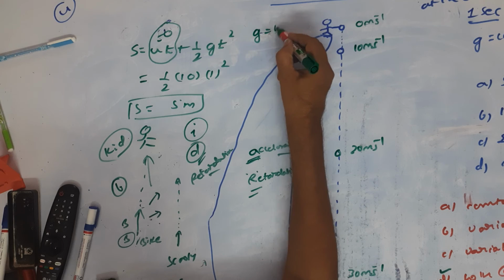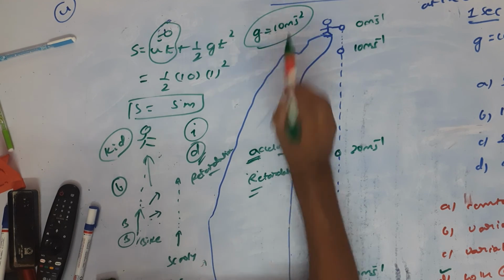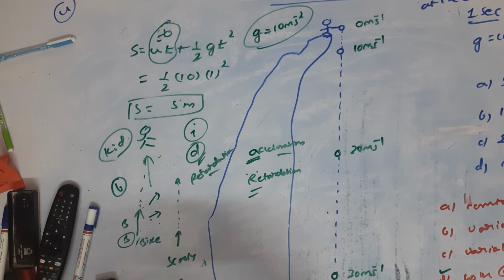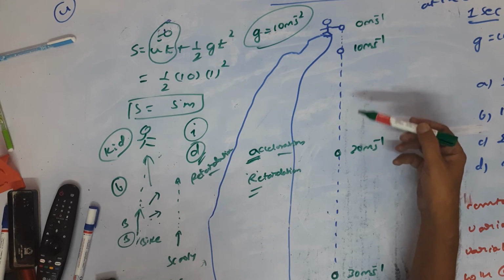And the value is 9.8. But I am going to take it as 10 meter per second square. Acceleration due to gravity, it is 10 meter per second square. Therefore, you have to notice that. Every time I will explain how actually it is acceleration.